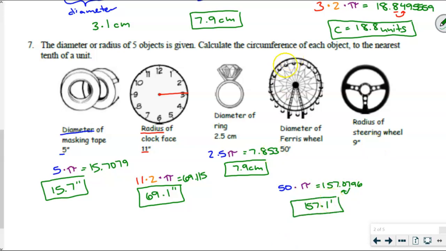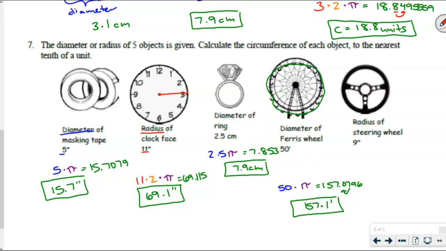That would mean, and keep that in mind because this is going to come up again in a future lesson, how far is somebody sitting in one of these seats traveling? 157.1, because they're going around, and that is a perfect circle going perfectly around. That is the exact path you're going to take on that Ferris wheel. 157.1 feet is how much you would travel going on that ride.